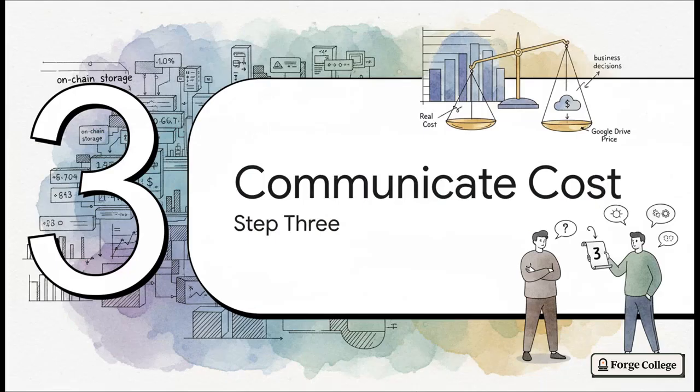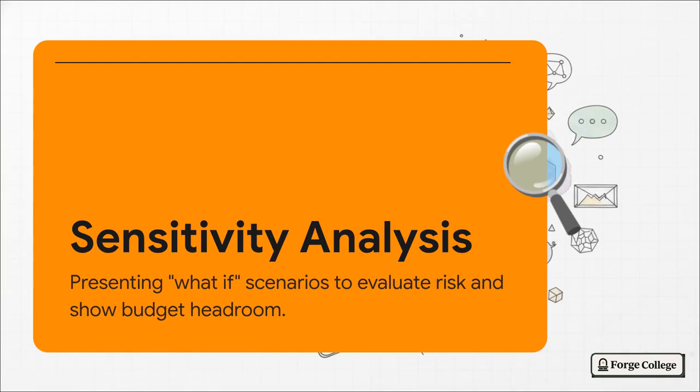All right, step 3, communicate the cost. Honestly, this might be the trickiest part of the whole process. This is where you have to explain all that beautiful math to a product manager who fundamentally believes on-chain storage should be as cheap as, like, a Google Drive subscription. Spoiler alert, it's not. Your goal here isn't just to hand them a number, it's to give them an actionable narrative. Delivering a single point estimate, saying something like, "Oh, this transaction will cost exactly $13," is basically useless in a volatile environment.